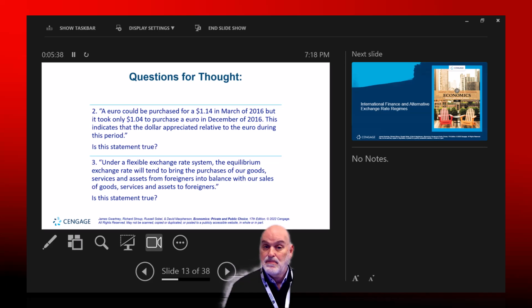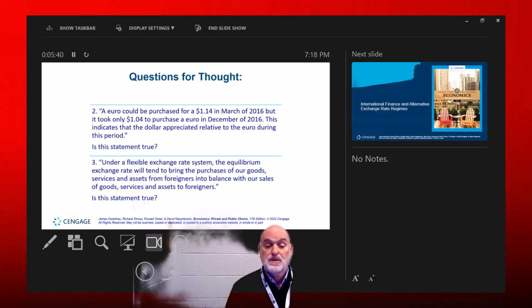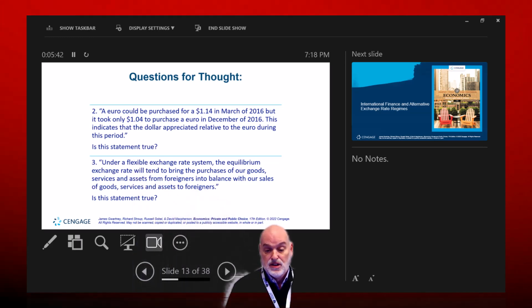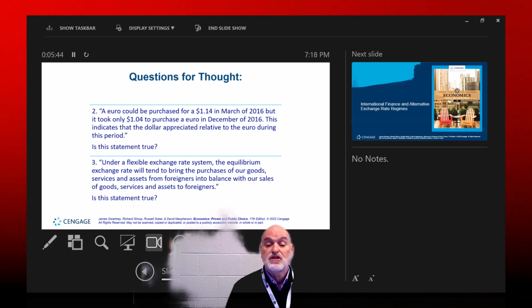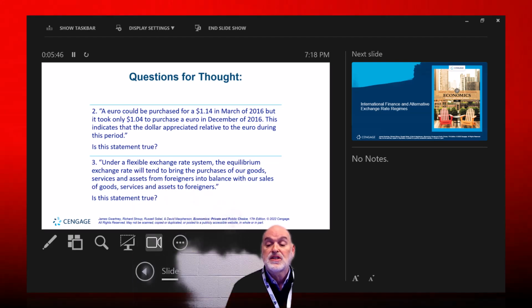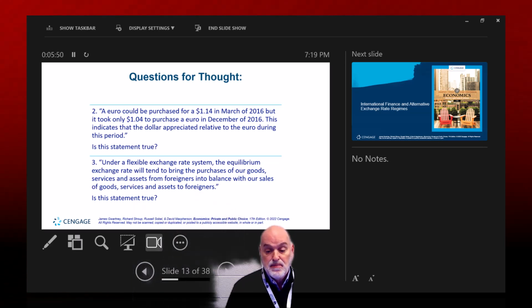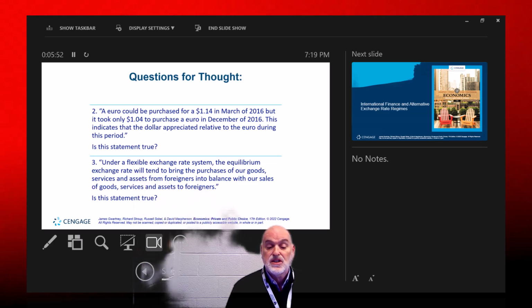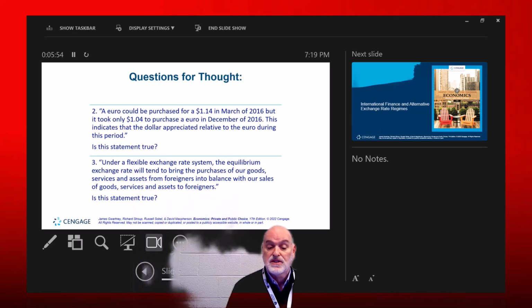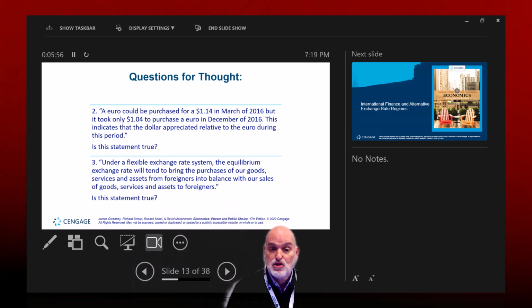Number 3, under a flexible exchange rate system, the equilibrium exchange rate will tend to bring the purchases of our goods, services, and assets from foreigners into balance with our sales of goods, services, and assets to foreigners. Is this statement true?